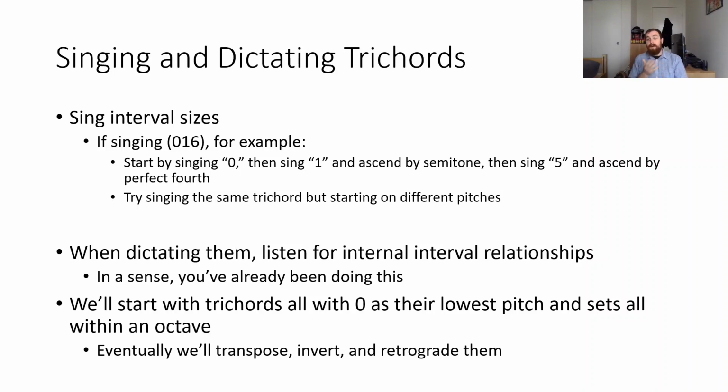This will take a lot of practice, but we're going to start where when we do dictation of trichords, they're all going to have 0 as their lowest pitch, they're all going to be in their prime form, and they're all going to have sets within the octave, okay? If I give you 026, I will play 026 in an octave. Eventually, however, we can transpose these, invert them, retrograde them, spread them out over an octave, right? Transpose it, right? And so on. And you'll still have to figure out what the trichord is by thinking about the interval relationships rather than just the pitches themselves. Okay, so don't worry, we'll get there together.